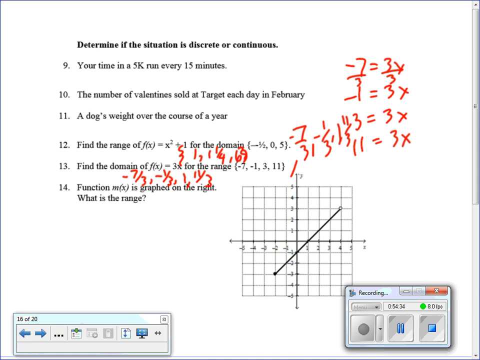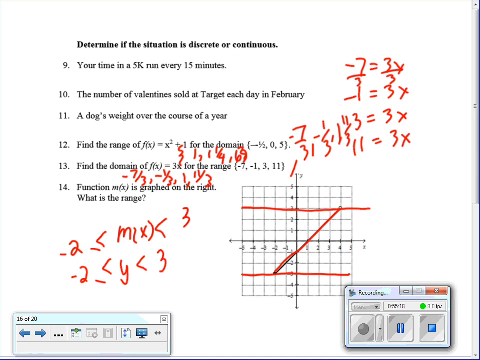Looking at the last one, it says the function m of x is graphed to the right, what is the range? So again, we're looking at the graph. To list the range, we go from bottom to top, and put our boundaries. This is continuous data because there are no gaps in the data. And so when we list it, we're going to write it as an inequality. So our range, m of x, or if it's easier for you just to write y, we know that it's going to be between two quantities. We know that it is greater than or equal to -2. And we know that it is less than 3. It does not include 3 because there's an open circle on 3.